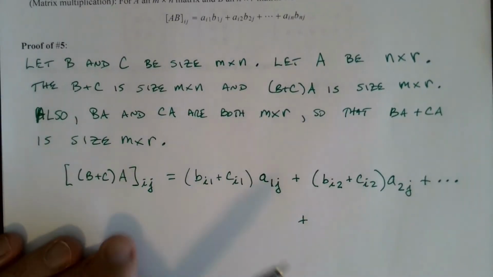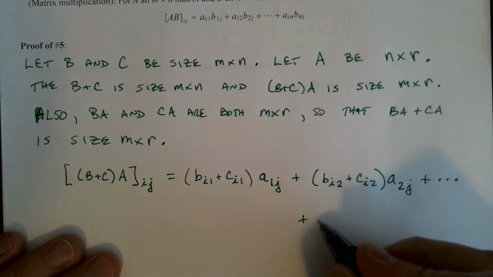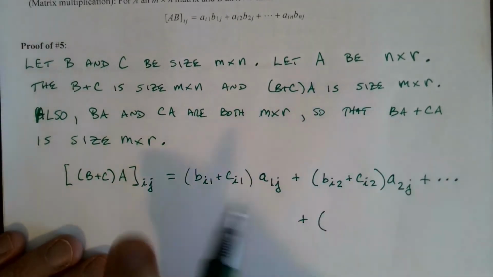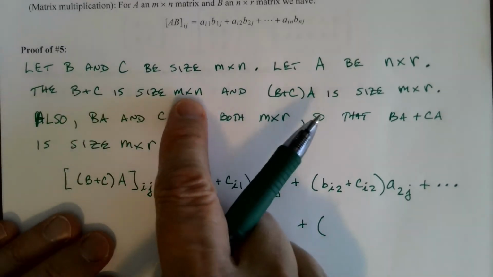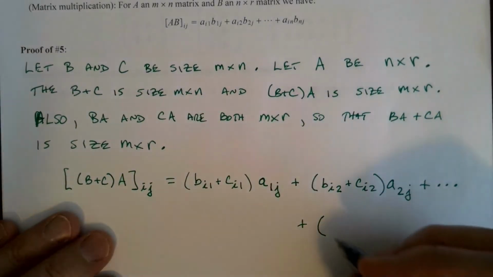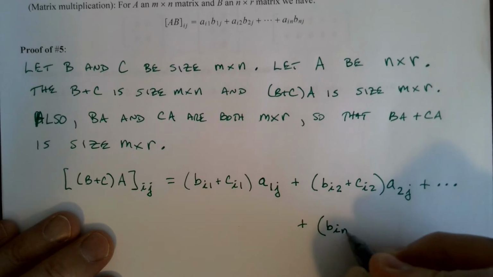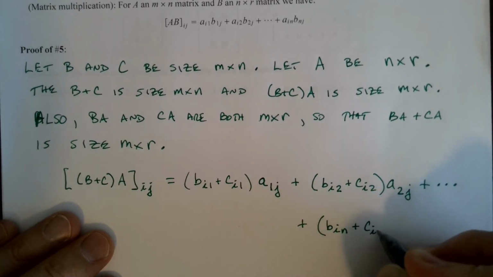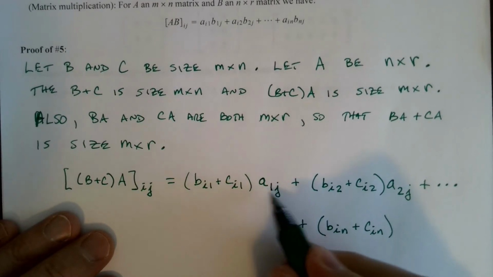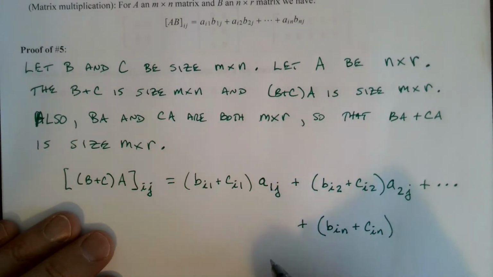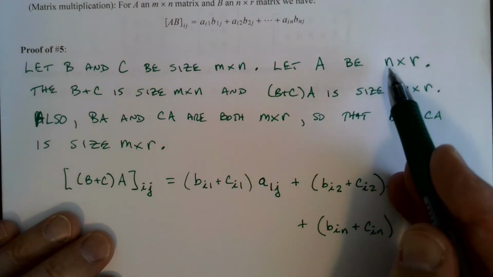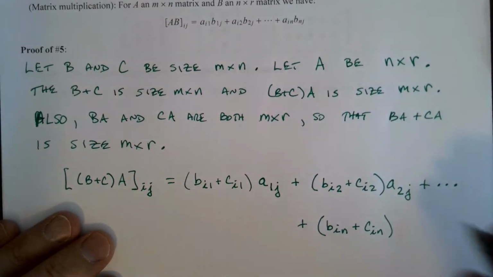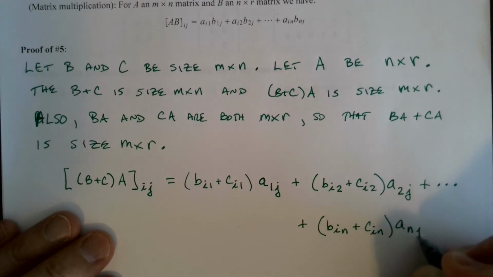Now, what's the last entry in the ith row of B plus C? Well, we're going across the ith row. How many columns is B plus C? It's n by n. There's n columns, and so the last entry will be BIN, and the last column is the nth column. And then going down the jth column of A, the last entry will be the last row. How many rows are in the matrix A? N rows, right? So the last entry is A, nth row, jth column.